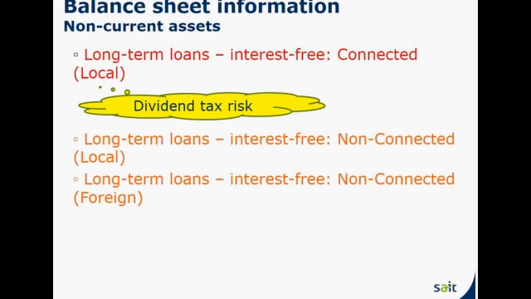The other items there are your long-term loans that are interest-free to non-connected persons, either local or foreign. I've put those two in as a question. You have to consider why this company is willing to advance a long-term loan to a non-connected person without charging interest on it. In some ways, that transaction wouldn't make commercial sense, and then you perhaps have to ask a bit more questions once you've established the reason why there's no interest on a non-connected transaction.